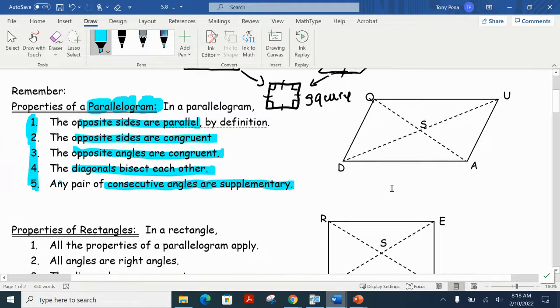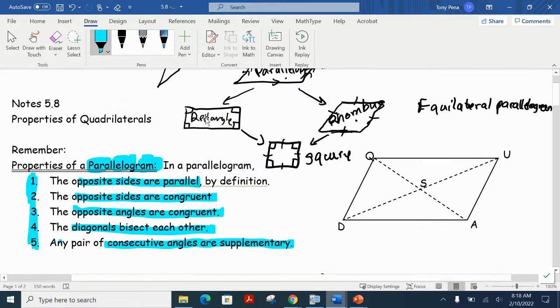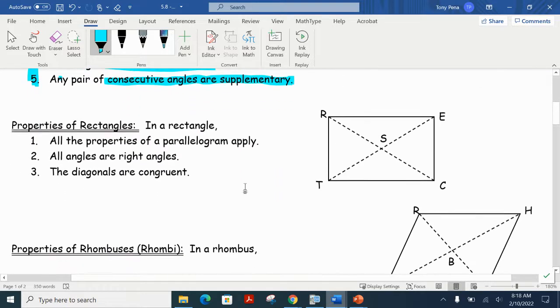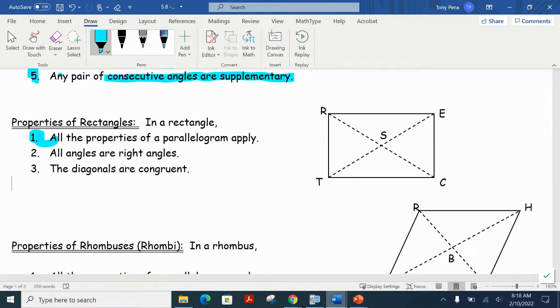Now we go to the next item in our flow chart, so I'm going to go to rectangles. If I go to a rectangle, first and foremost, all the properties that we did yesterday apply, because a rectangle is a parallelogram. So all five of the ones we just listed are going to apply still. It has two special qualities that a regular parallelogram does not. The first one is all of your angles are right angles. So these are 90-degree angles. That is what makes it a little more specific than a general parallelogram, the 90-degree angles in the corners.